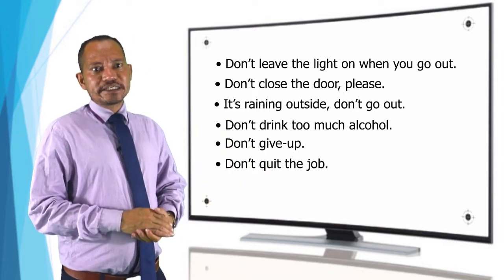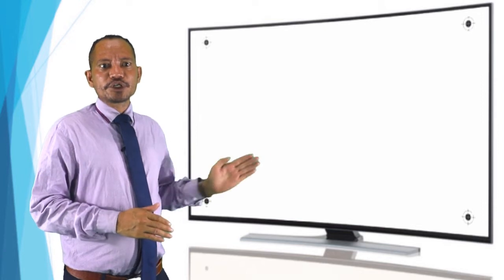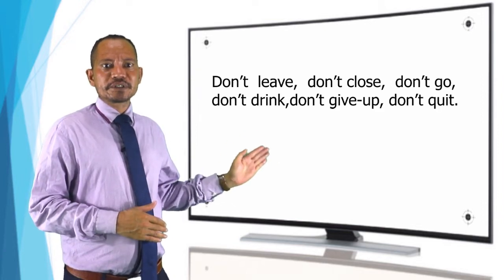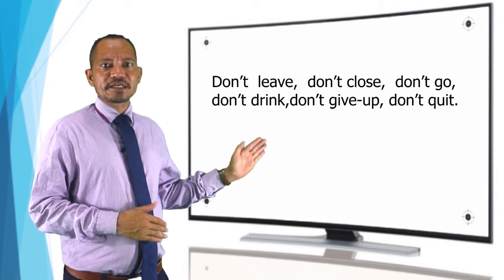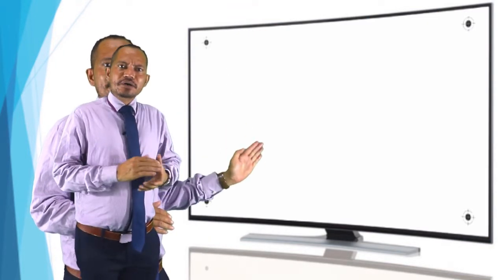So, as you can see in these example sentences, with the negative forms, basically we start with do not or don't, and then followed by the base form of the verb, as in the examples, don't leave, don't close, don't go, don't drink, don't give up, don't quit, etc. Notice in English speech we usually use don't. Alright, I hope this part is clear.